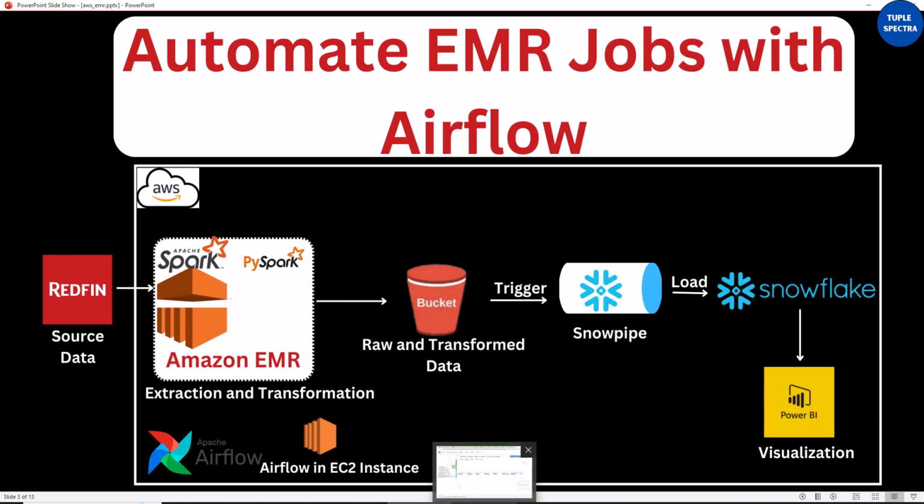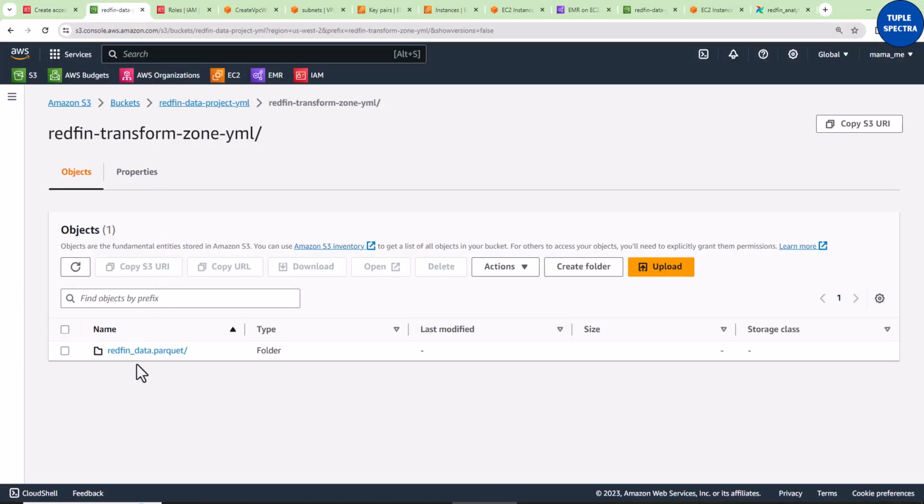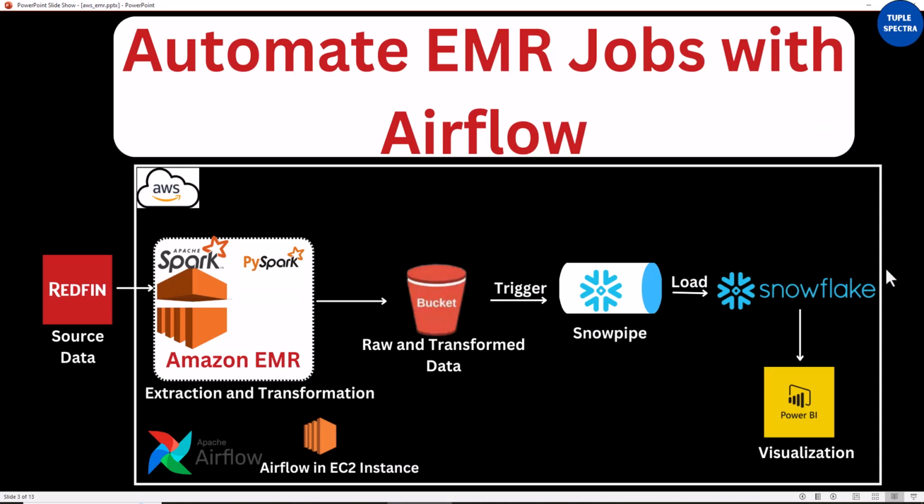Let us validate our S3 bucket where we have the transformed file. You can see that it has been saved inside this. You can see the package file. If you go back to our architecture, you can see that we want to implement a situation whereby when that file lands in the S3 bucket, we want to trigger Snowpipe to perform a copy command to load that data inside Snowflake, and then also connect Power BI to Snowflake.